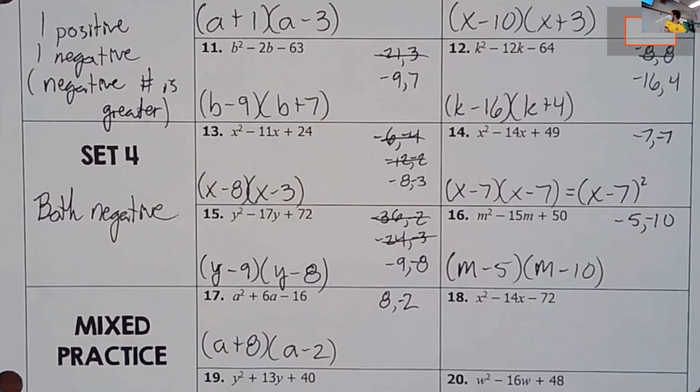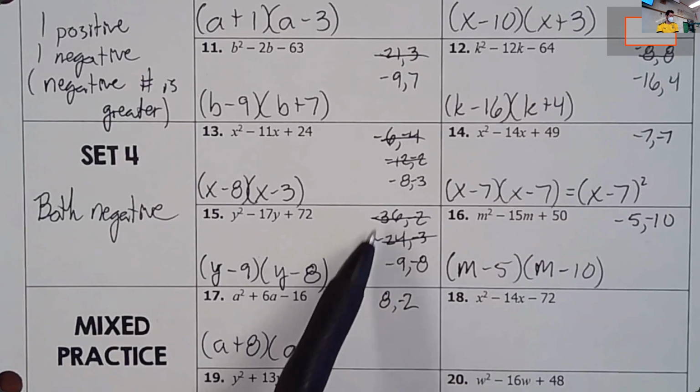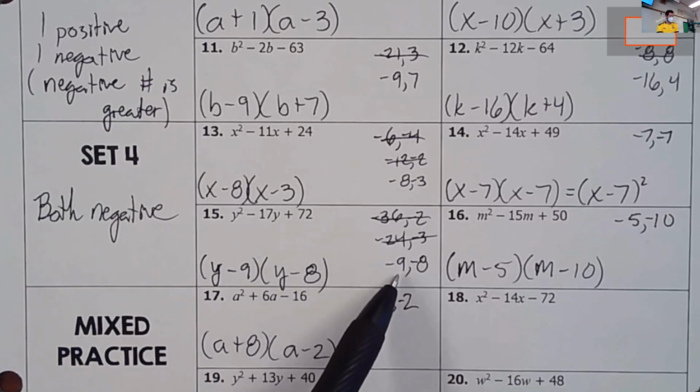X squared minus 14x minus 72. So this would be set 3. So again, we need a positive and a negative. This time the negative is the greater value. But again, just start by finding what two numbers multiply to equal 72. We had a few of them already. We had 36 and 2, we had 24 and 3, we had 9 and 8.